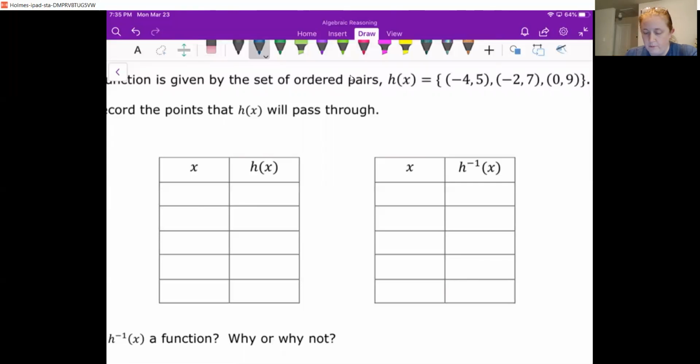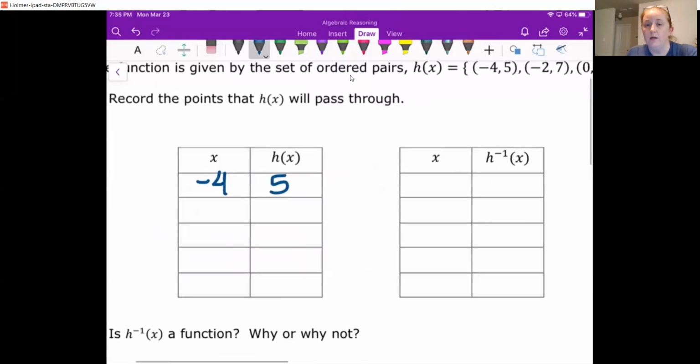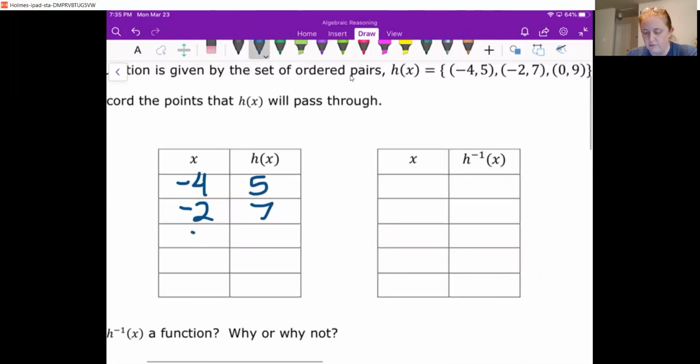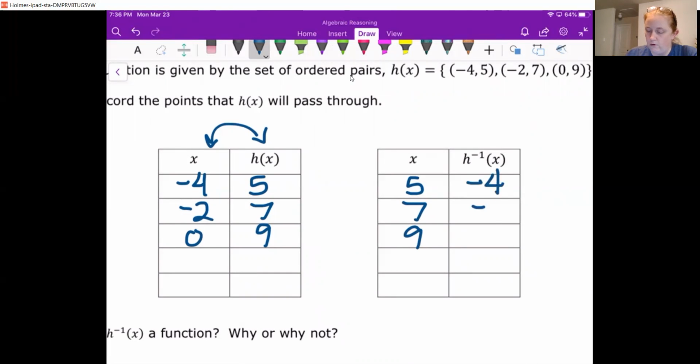All right, so we have the points -4 and 5. There's only 3 points, okay? -4, 5, -2 and 7, and 0, 9. Now, we've got a couple extra empty blanks there. That's fine. There's nothing wrong with that if your table's too big, if you've got some empty spaces. All right, so now to make the inverse, these need to switch places. So 5, 7, and 9 need to be first. And then our new y's are -4, -2, and 0 are second.